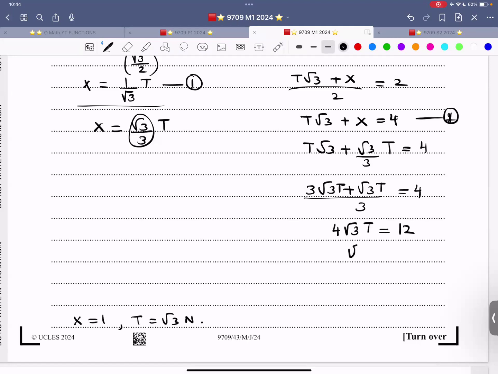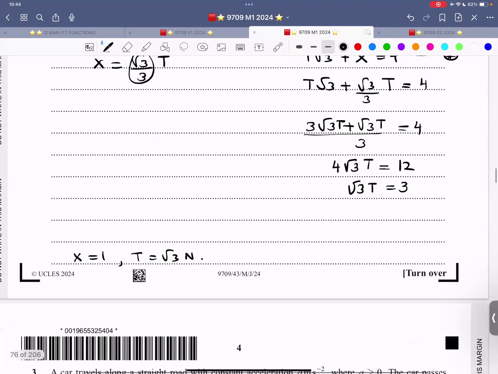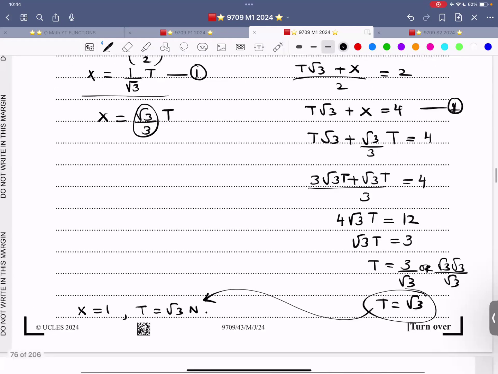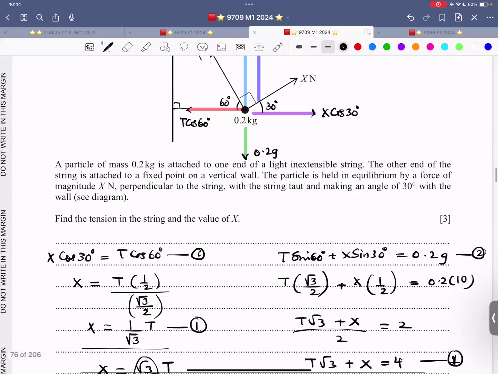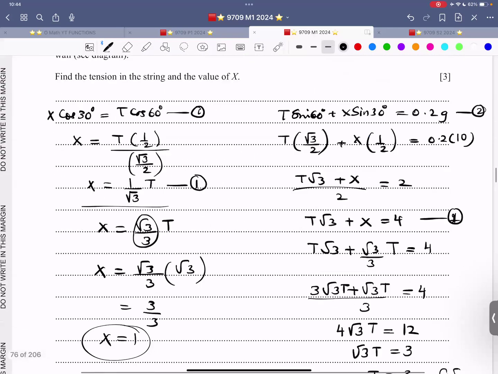And this is root 3 t equals 3. Therefore, t is 3 divided by root 3, which is root 3 over root 3. Therefore, t comes out to be root 3. That is the answer right over here. And x is root 3 over 3 into t, which is root 3. And this comes out to be 3 over 3. Therefore, x comes out to be 1. So it's a beautiful question in which everything is coming out in the exact form.